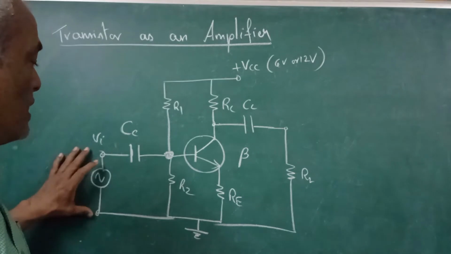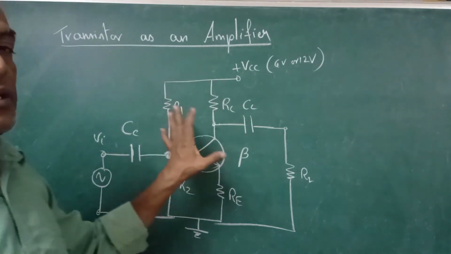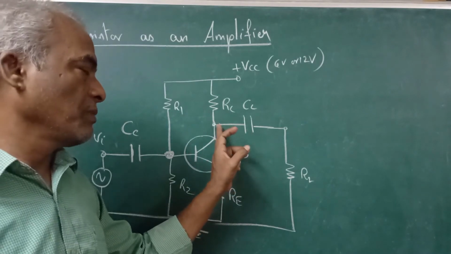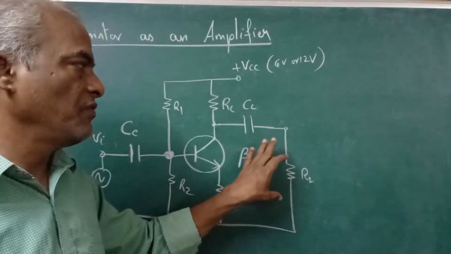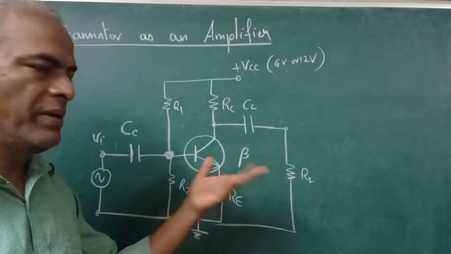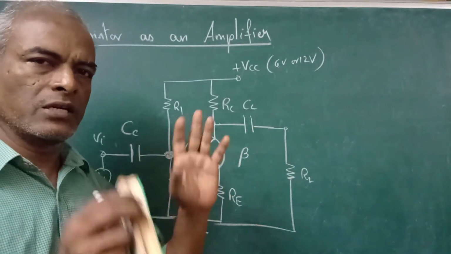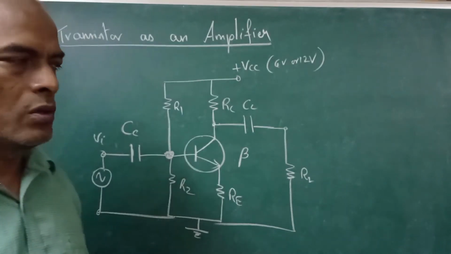So the weak signal is amplified by this circuit, and the output is taken from the collector through the coupling capacitor and fed to the load. The load can be a speaker, anything, or it can be the next circuit. The next circuit as a whole will be treated as a load.